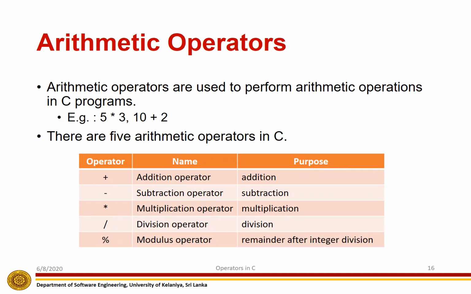The first category is arithmetic operators. Arithmetic operators are used to perform arithmetic operations in C programs. For example, 5 multiplied by 3, 10 plus 2. In here, the multiplication sign and plus sign are arithmetic operators. There are 5 arithmetic operators in C language. First one is the plus mark, the addition operator, used to get the summation, or otherwise we can say addition.